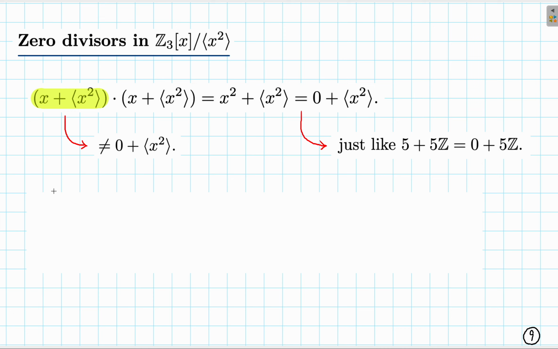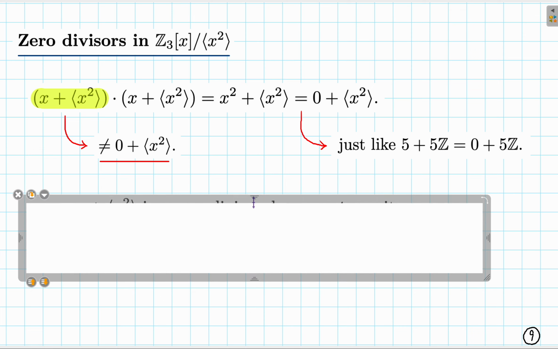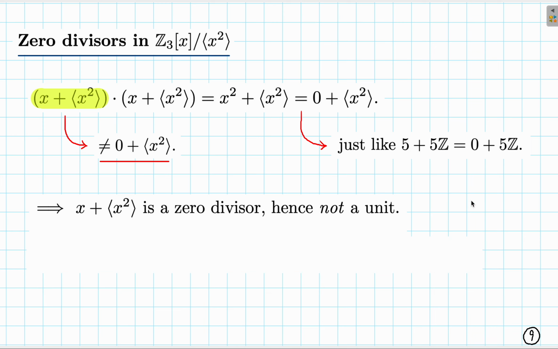To summarize, we have x plus bracket x squared, which is not the zero element of the quotient ring. When we multiply it by itself, we do obtain the zero element, namely 0 plus bracket x squared. And therefore, x plus bracket x squared is a zero divisor, and hence it is not a unit, because in a ring, an element cannot be both a zero divisor and a unit.